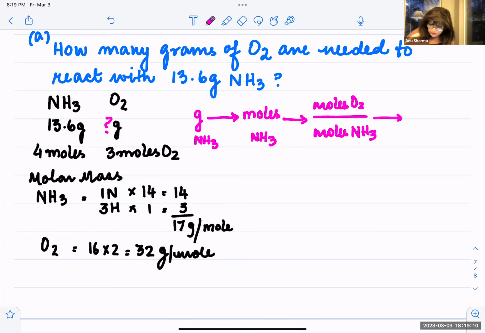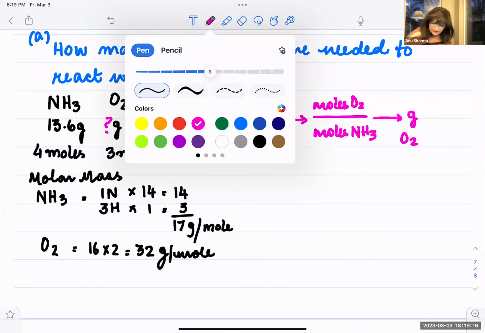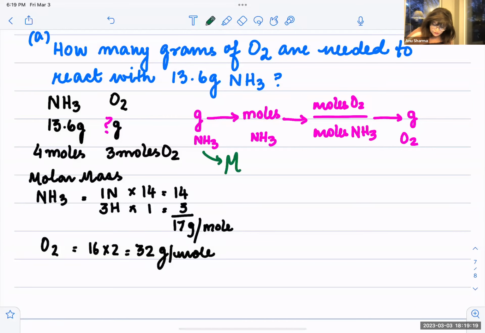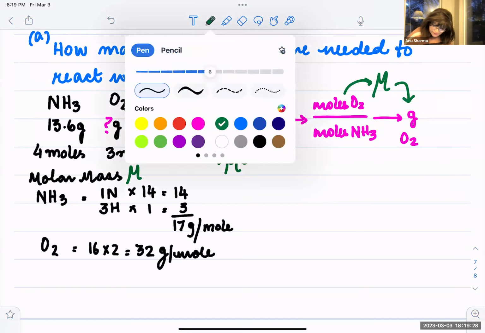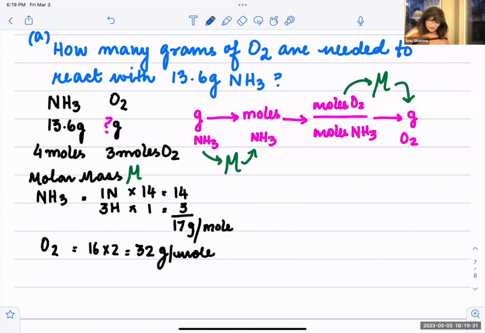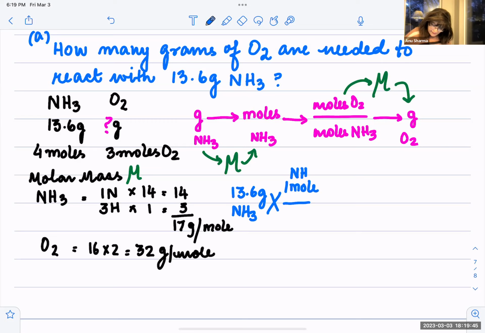And then next, you're going to go to the grams of oxygen. In both cases, molar mass is going to be used. So setting up is like this. Write down 13.6 grams of ammonia, NH3. Multiply that by 1 mole of ammonia over 17 grams of ammonia.